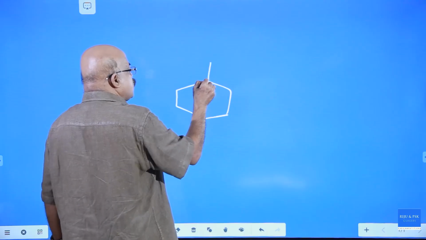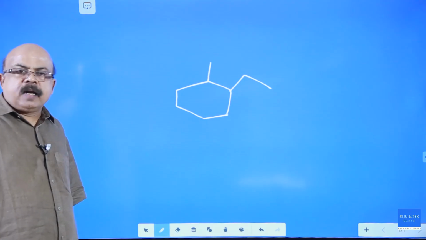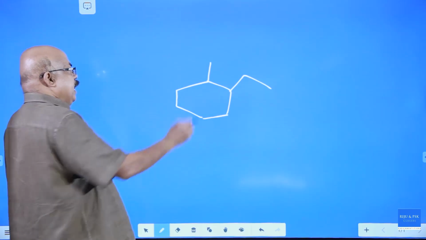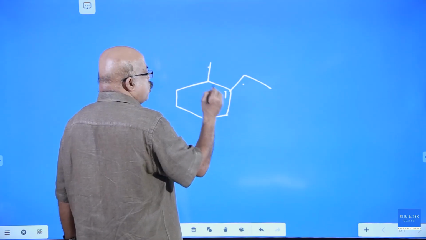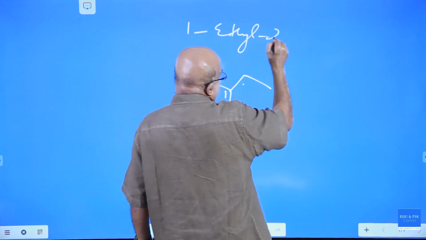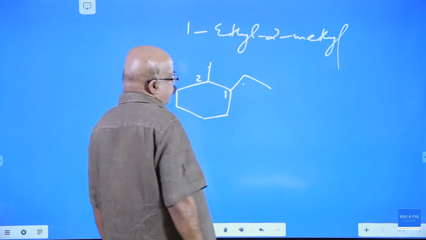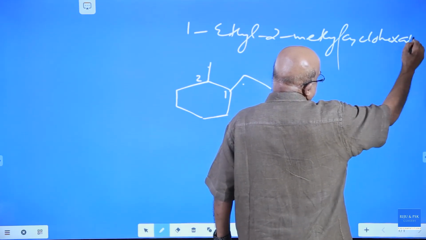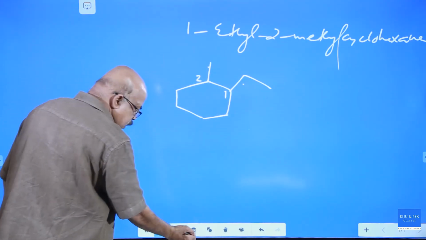If 2 substituents are different, then alphabetical priority should be considered for numbering. Ethyl, methyl, alphabetical priority. Ethyl gets first priority. It is 1-ethyl, 2-methyl cyclohexane.